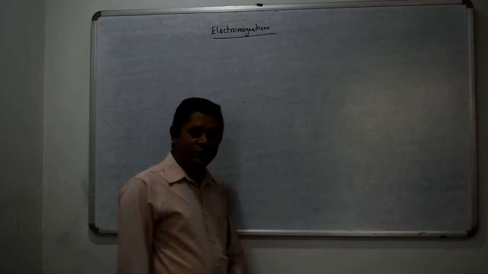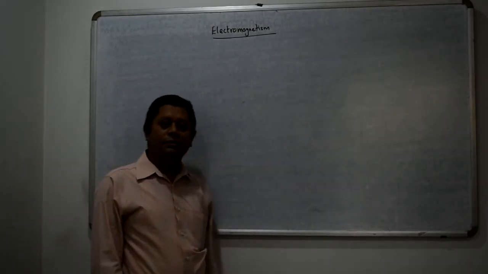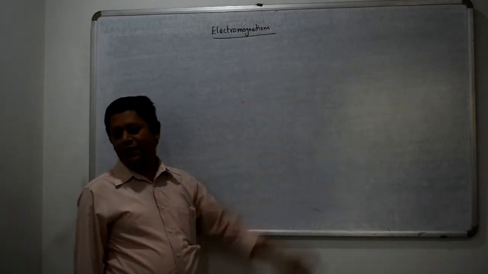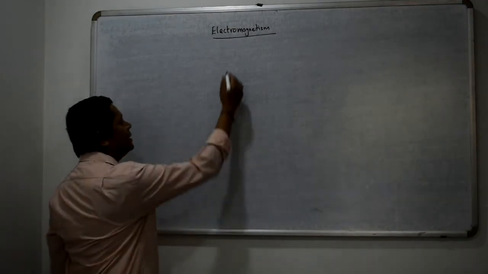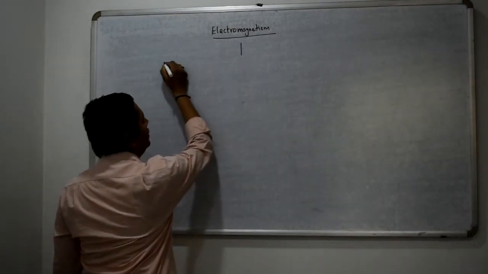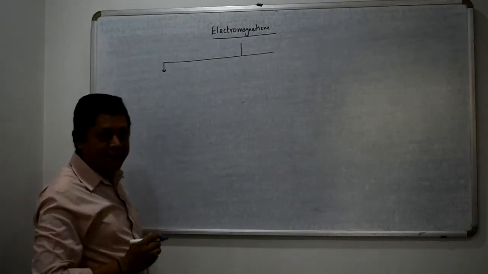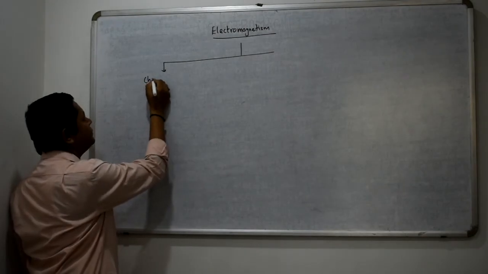Welcome to class 12. This year you are going to study about electromagnetism in part 1. Electromagnetism is the study of electric charges. Electric charges can be at rest, in uniform motion, or in accelerated motion. Electric charges at rest.